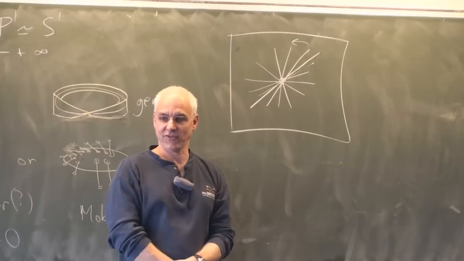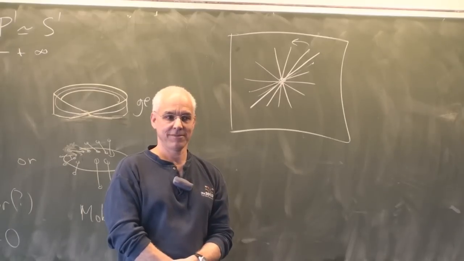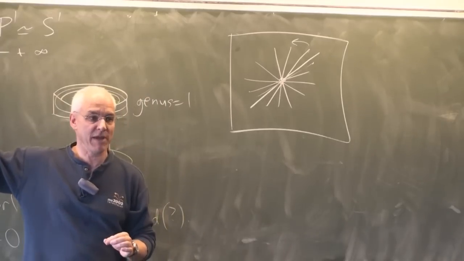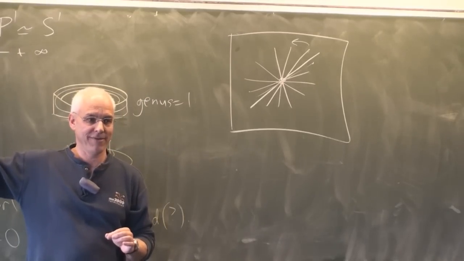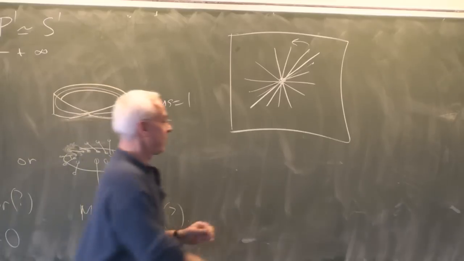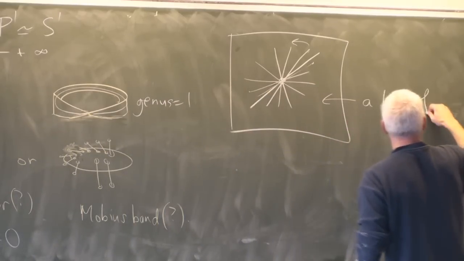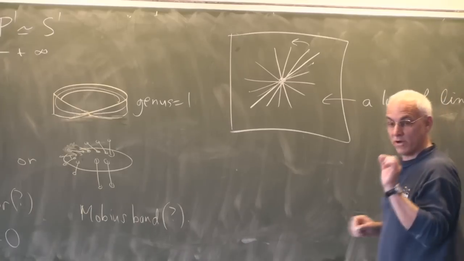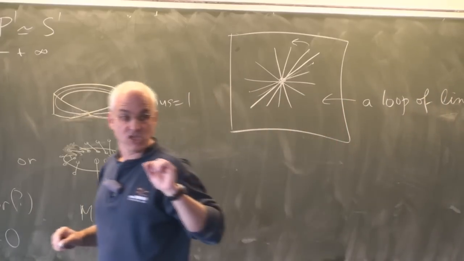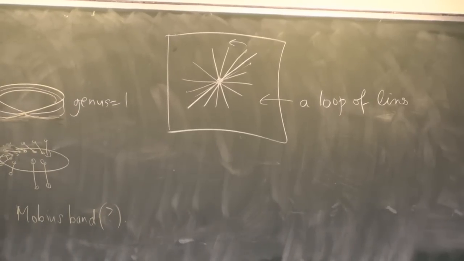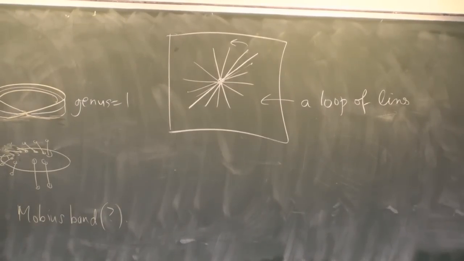That's a loop of lines. That's a loop in the moduli space of lines. Doesn't look like it, because each one of those lines is distinct from each other, right? They're all different, and they're varying continuously, and we're starting at the same place that we're ending up. So that's a loop.